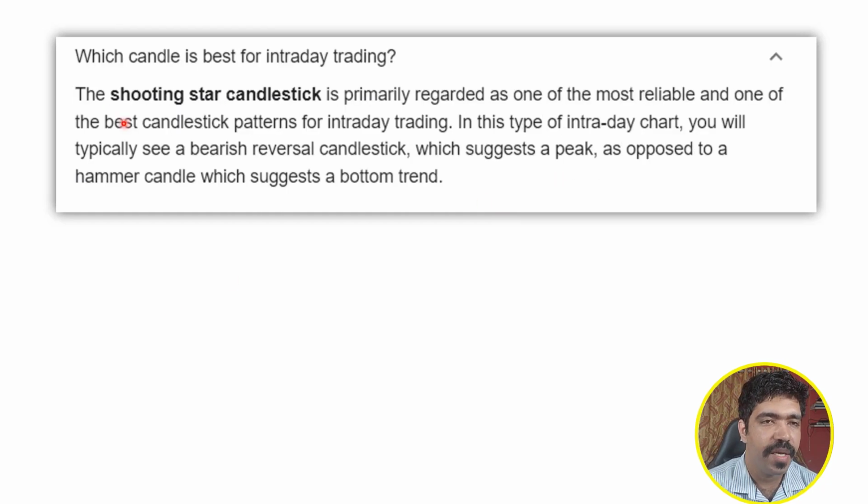Next is, which candle is the best for intraday trading? The shooting star candlestick is regarded as one of the most reliable and best candlestick patterns for intraday trading. On an intraday chart, you will typically see a bearish reversal candlestick which suggests a peak, as opposed to a hammer candle which suggests a bottom. So the shooting star candlestick is the primary and best candlestick for intraday trading purposes.